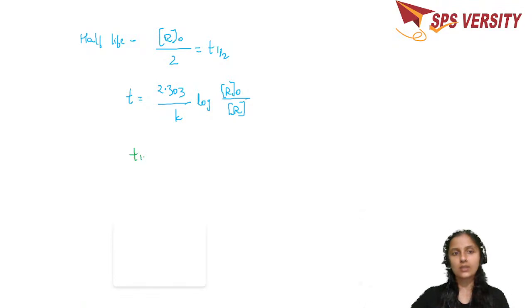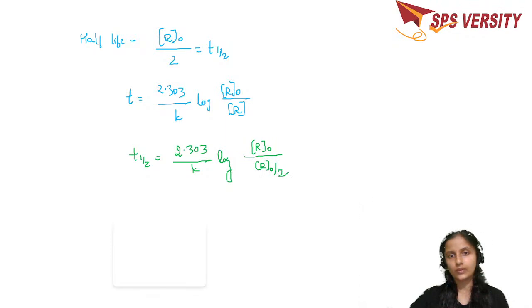When time t is equal to t half, t half is equal to 2.303 divided by k log of r naught divided by r naught by 2. In the place of r, because at time t is equal to t half, r becomes r naught by 2. R naught gets cancelled, this 2 goes to the numerator. So you get t half is equal to 2.303 divided by k log 2.